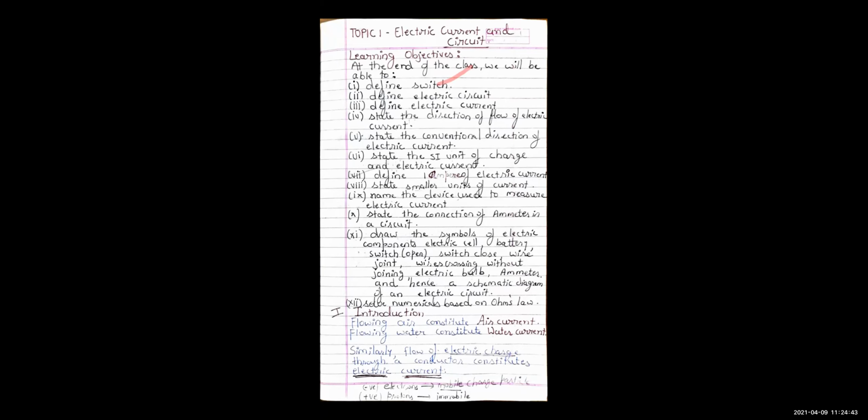So children, let's start with topic number 1 of your NCERT, that is electric current and circuit. Let's see the learning objectives. At the end of the class, you will be able to define switch, electric circuit, electric current. You will be able to draw the direction of current in the circuit. You will know what is the conventional direction of electric current.